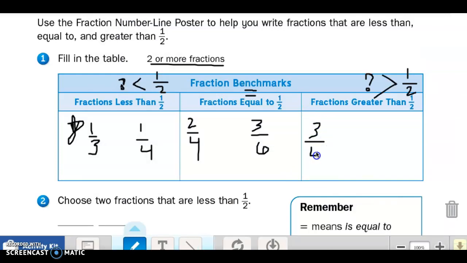3/4 and 4/6. Remember, if I'm writing this down, you're writing this down, or at least two other numbers. So if you don't have these written down right now, put me on pause, copy them down.